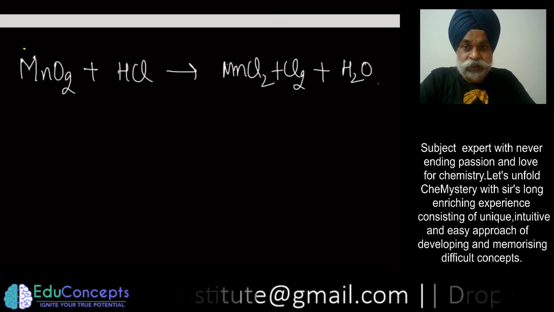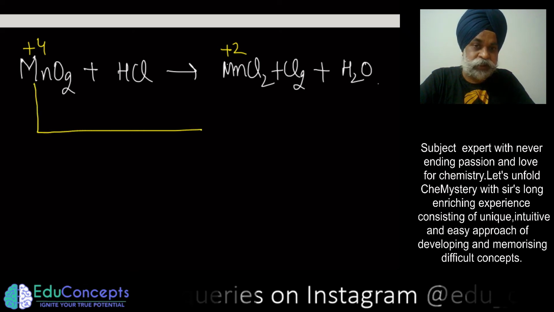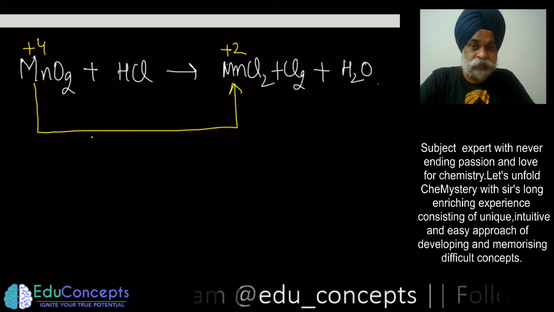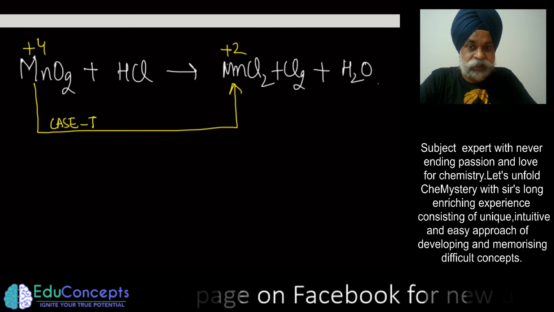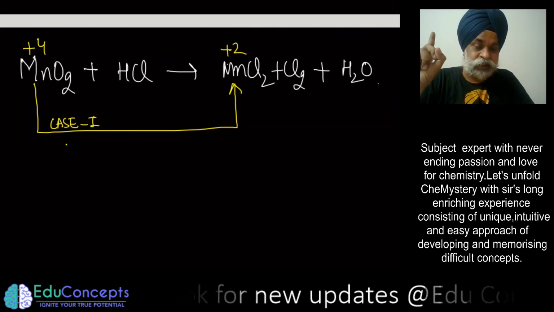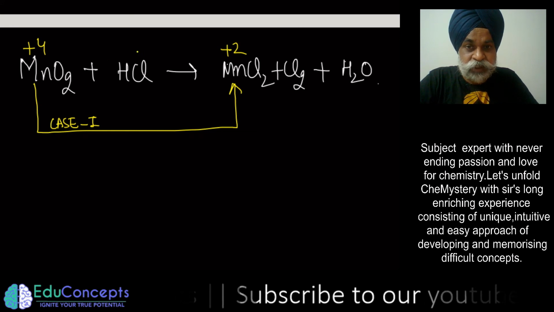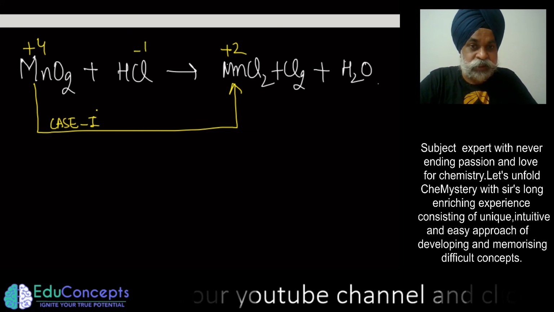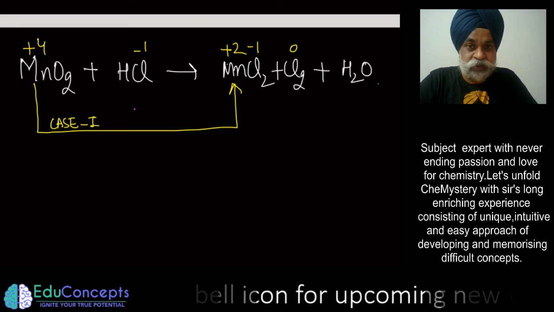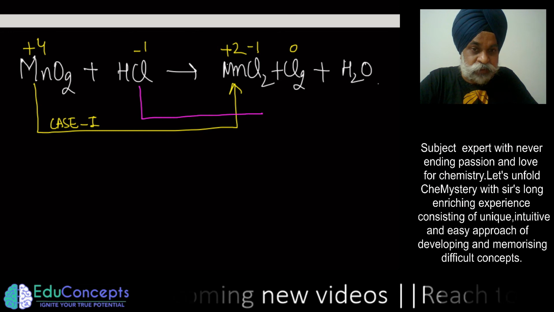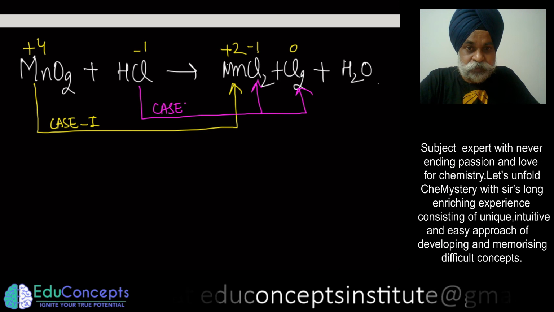Now how? This is in plus 4, this is in plus 2. So one element underwent a change in oxidation state and goes to one product, so this would be case number 1, because one element is undergoing a change in oxidation state and goes to one product, that is MnCl2. Now here, this chlorine is in -1 oxidation state. Here in this the chlorine is -1, here it is 0. So this chlorine is going to this product as well as this product. So you can say this is case number 2.